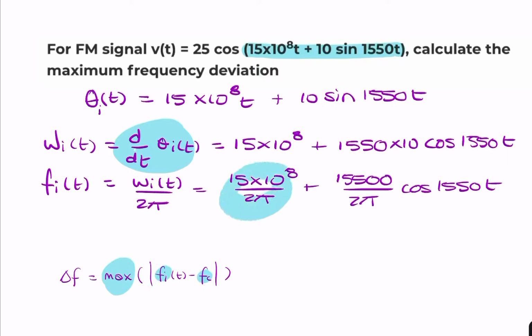Now, what we want to find is the maximum difference between the instantaneous frequency and the carrier frequency. So given that that's the carrier frequency, it means that this is the difference term. That is that. And that will be maximum when the cosine is equal to 1. So the value for delta f is simply going to be 15500 divided by 2 pi.